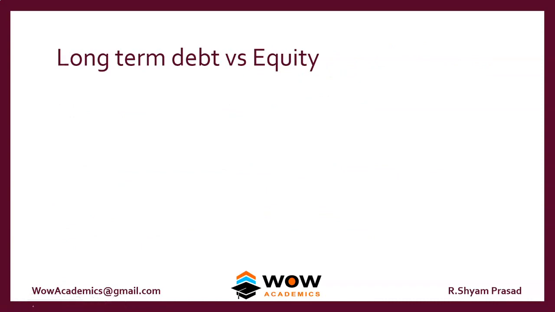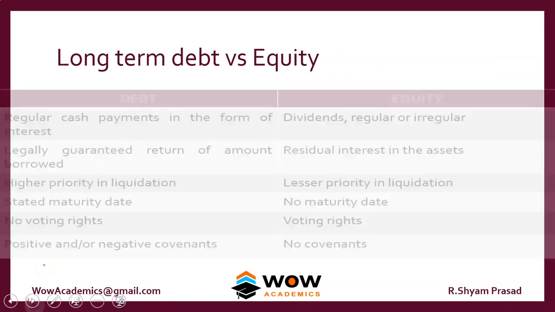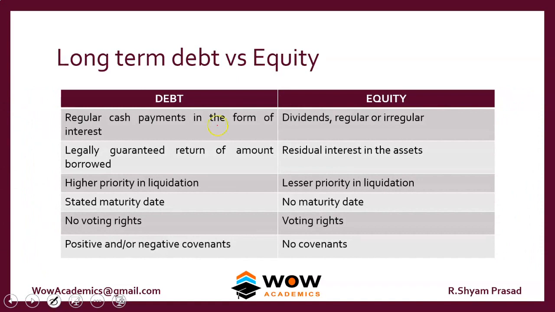So we'll discuss what's the difference between long-term debt and equity. In long-term debt, we have to pay regular cash payments in the form of interest, but in equity, dividends can be regular or irregular. In terms of debt, there's a legal guarantee to return the amount of money borrowed, but in equity, there's no such compulsion to return the money, because they are partly owners. In debt, high priority is given in times of liquidation. So at the time of bankruptcy or liquidation, debt is given more priority than the equity shareholders. So that's about the liquidation part.